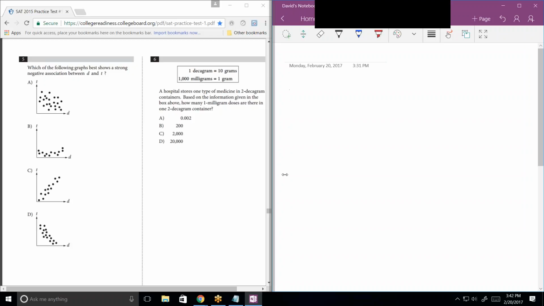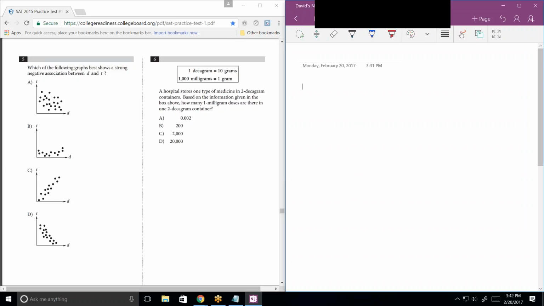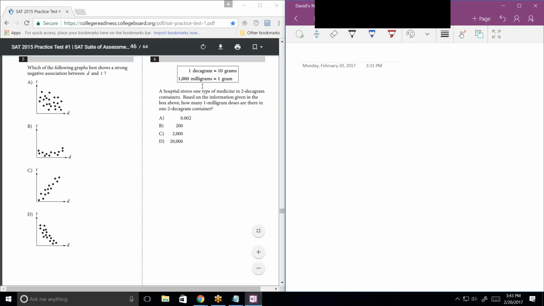Number 6. All right. So stars one type of this and 2 different continues. $20,000 milligram. Okay. Yeah, the secret with these is to get your units.